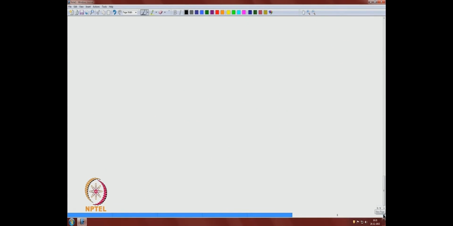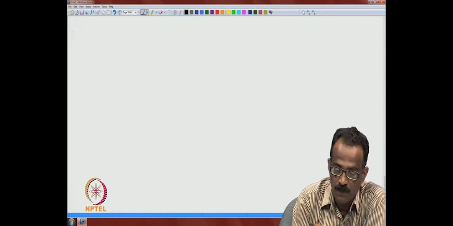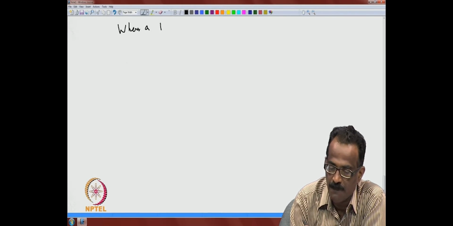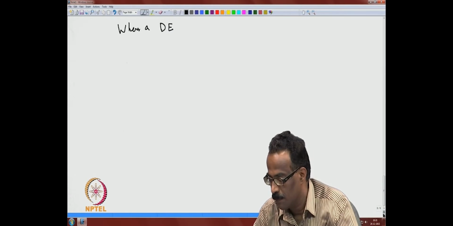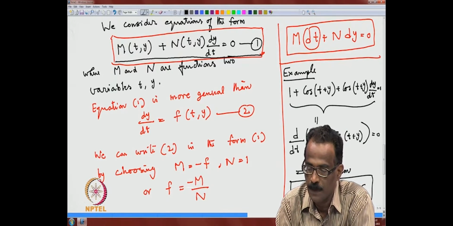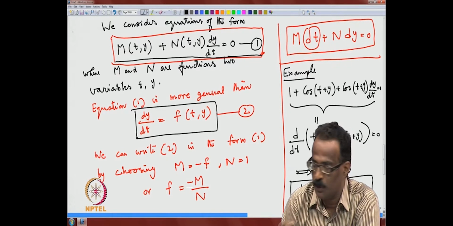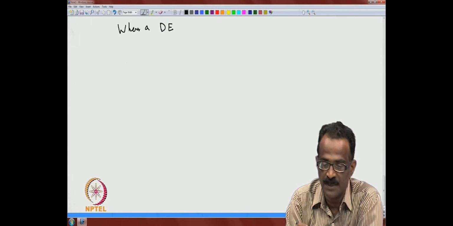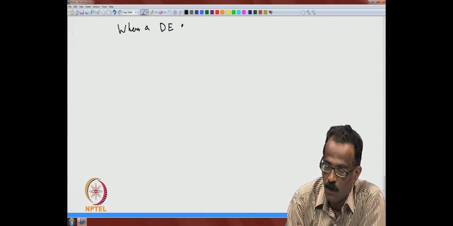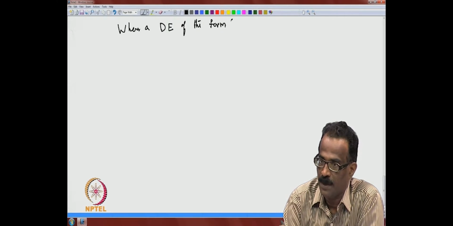So, our interest is to find these equations. We want to know when a differential equation is exact. Keep in mind equation 1, which for us is this one, and this is our differential equation 2. So, we want to know when a differential equation of the form 1 is exact, that is our question.